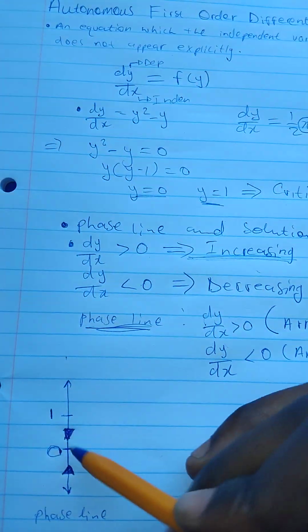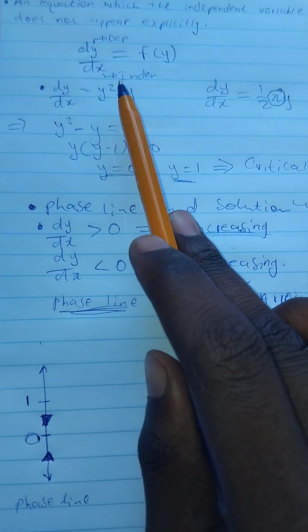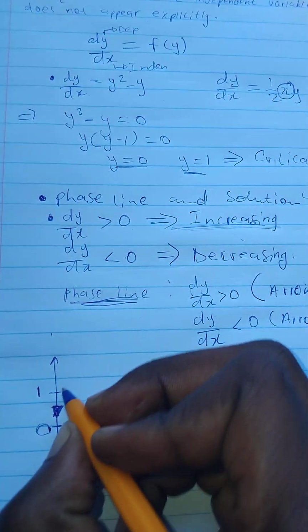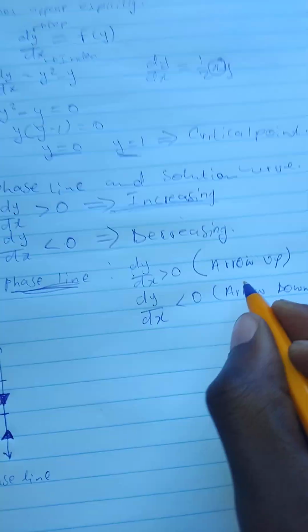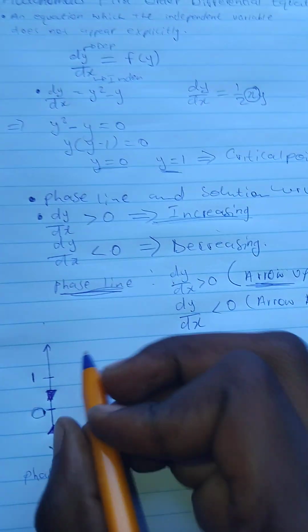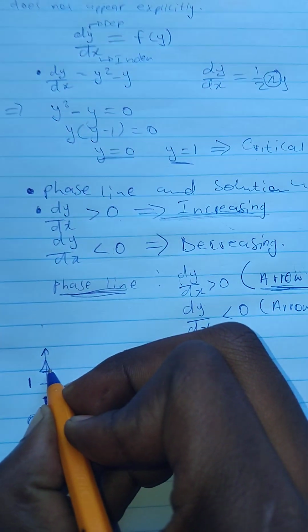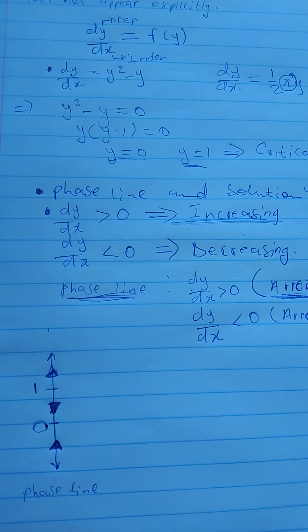And for anything greater than 1, let's put 2. 2 square is 4. 4 minus 2, then we have a positive number. And if it's positive, then we know it's increasing. And for the phase line, we have an arrow up. Like that. So just like this, for the example, I'm done with drawing the phase line.